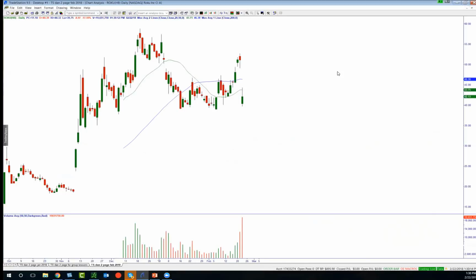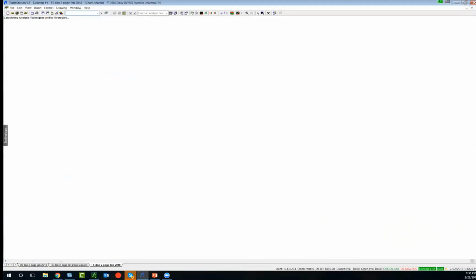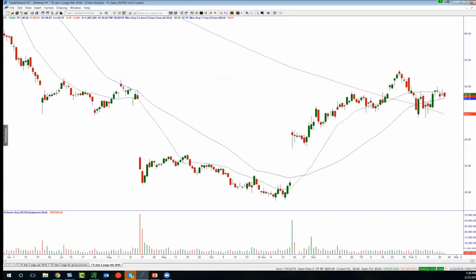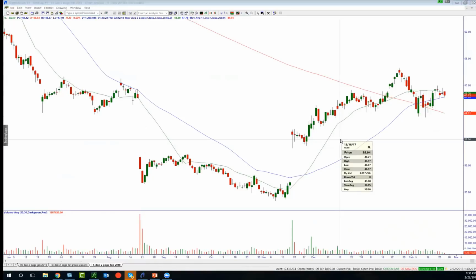So look at Roku. We sold the $30 puts way the heck down here. And we also have another earnings. Oh, it's Foot Locker, not FT. So on this one, we're short the $40 puts way the heck down here, and we're intending on holding that into earnings, but we're already profitable in it.